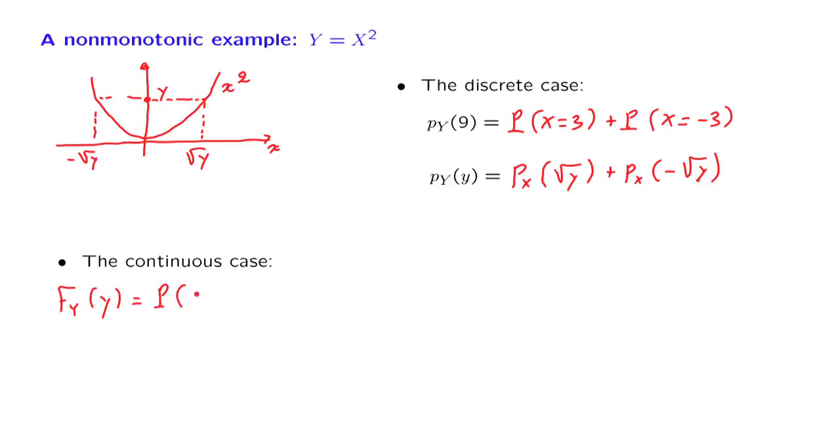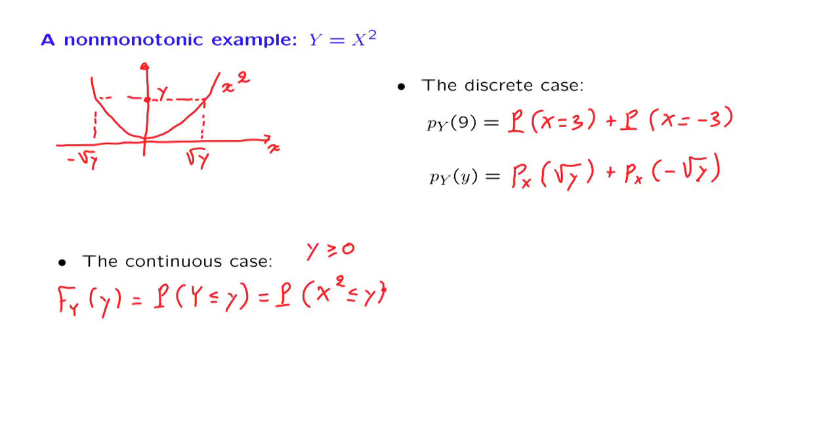The CDF of Y is the probability that the random variable is less than or equal to a certain number, and we're going to focus only on the case where that number is non-negative. If little y is negative, then this probability is 0, because the random variable Y cannot take negative values. Now, this is the probability that the random variable X squared is less than or equal to y.